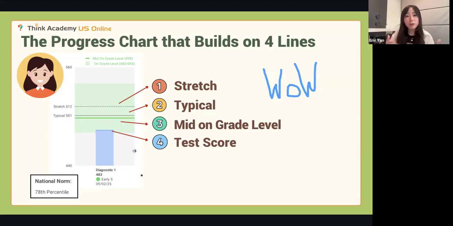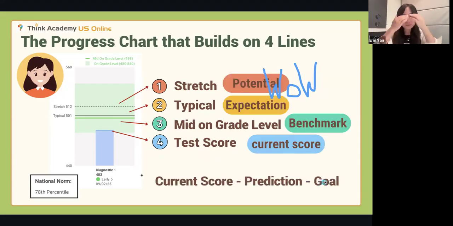But basically, the progress chart is built on 4 lines in particular. The first line, we call the stretch. The second line, we call the typical. The third line, we call the mid on grade level. The fourth line, we call the test score. The names don't mean anything by themselves, right? So we're going to talk about what those lines mean. Here I've got some keywords for you. This time, we're going to look at those 4 lines starting from the test score. So which one is the test score? The blue one at the bottom.